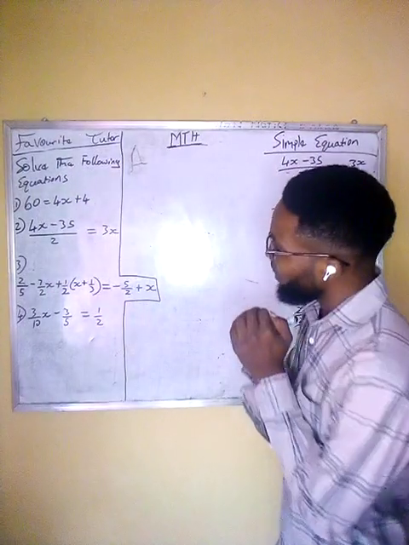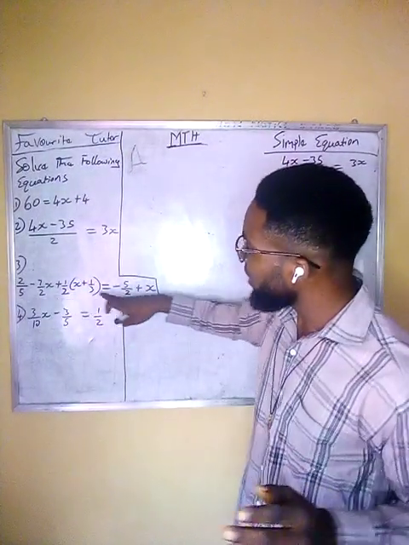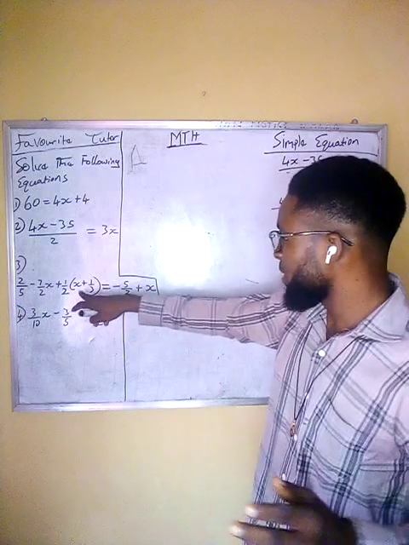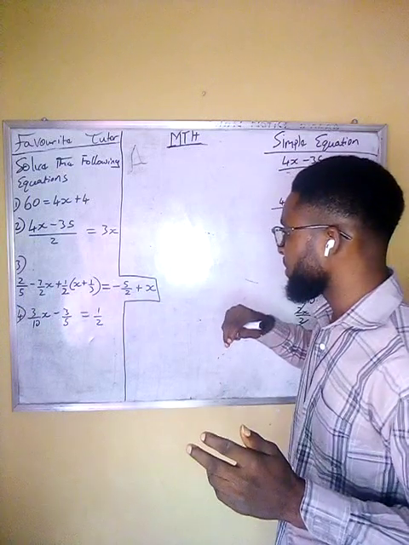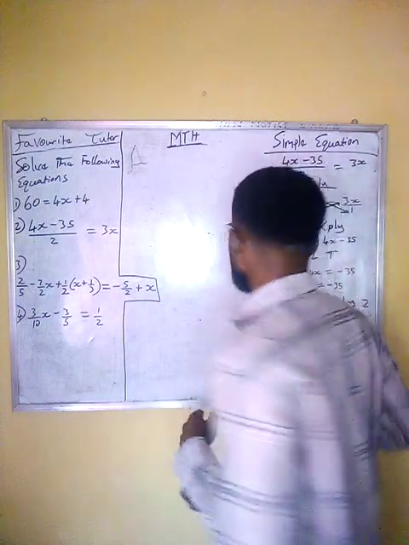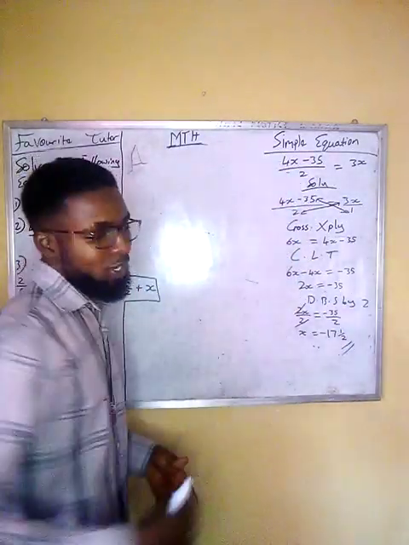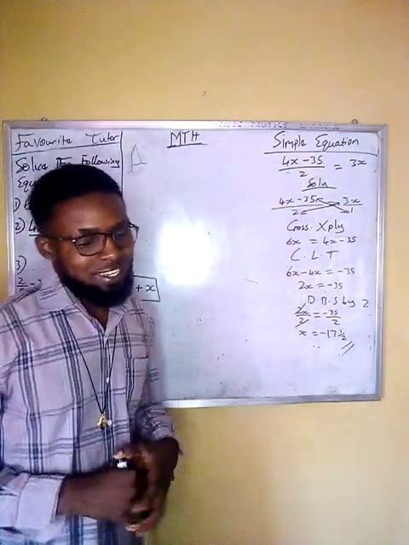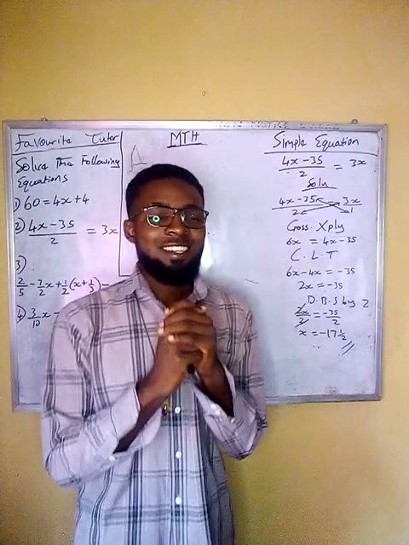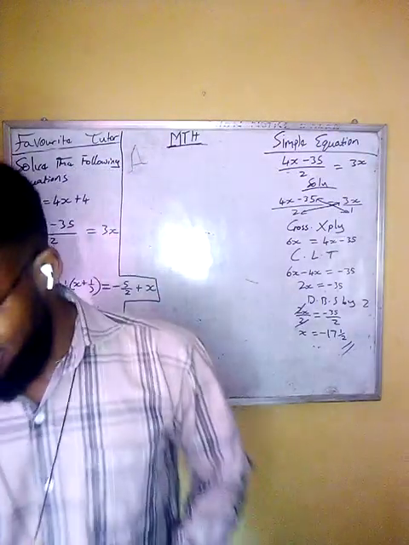Alright, let us look at the other one, number 3. This number 3 consists of fractions. We have a bracket here. Okay, just put this down, then we'll move on to number 3, and then we'll see how far we can do it. We'll do it together.